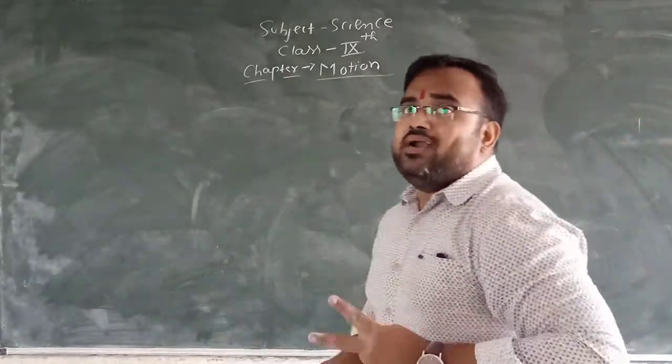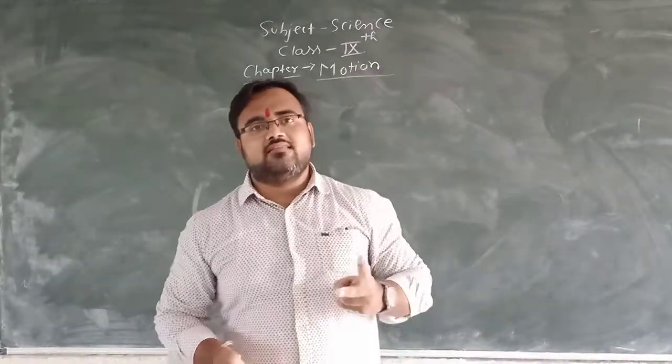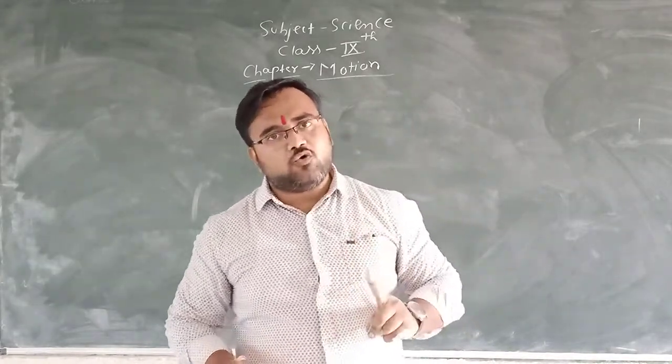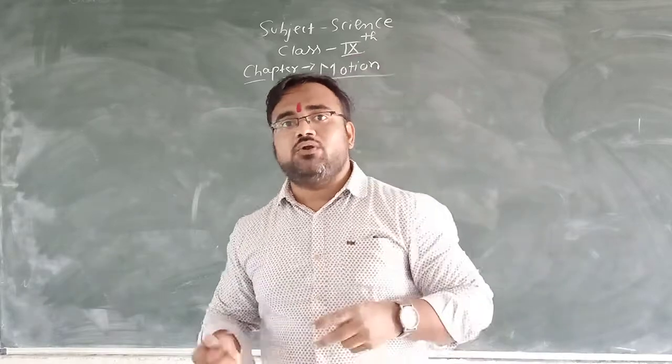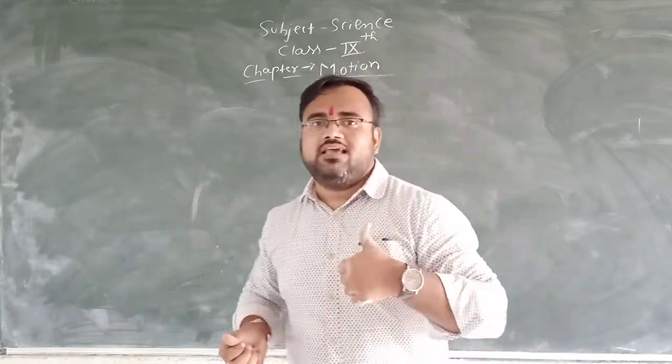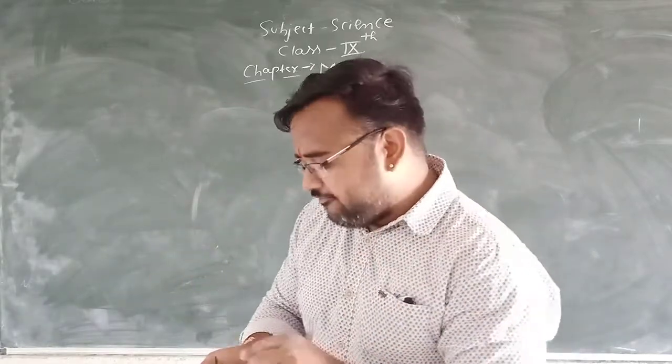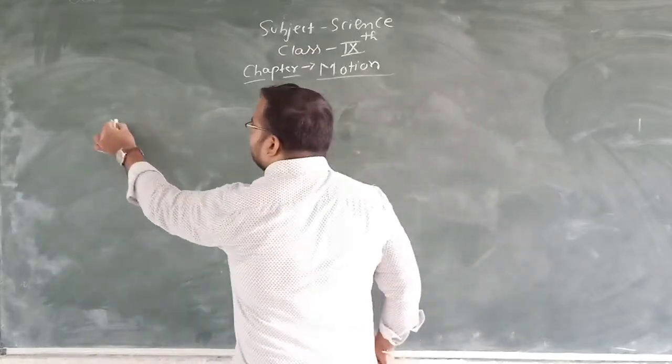The next concept is that there are 2 quantities in physics. First is scalar quantity and second is vector quantity. These 2 quantities we are going to study in this chapter. First is scalar quantity and second is vector quantity. So, scalar quantity.